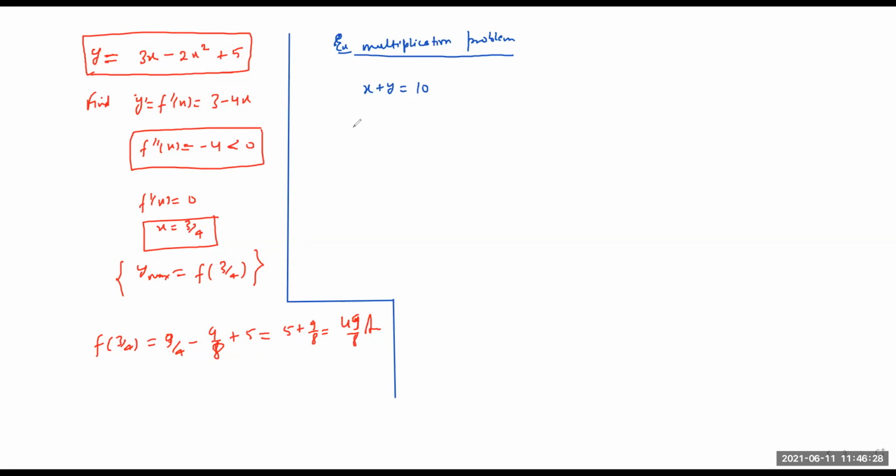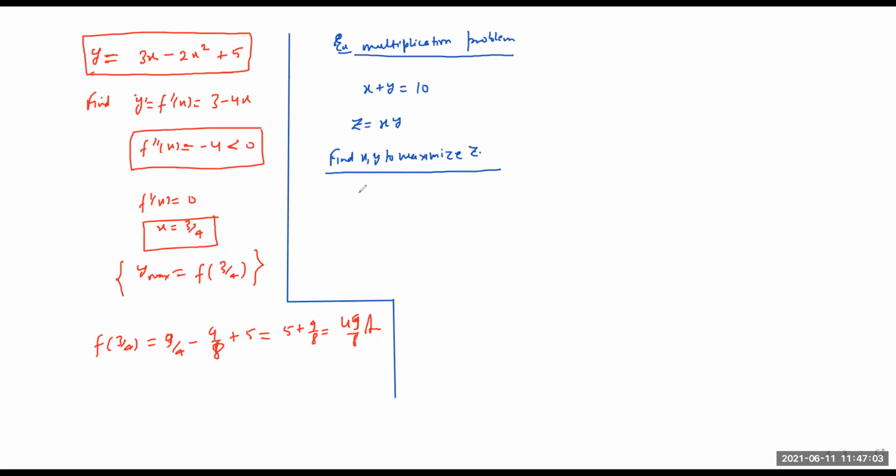So the question is, I'm defining a new quantity called z, which is the product of x and y. For what values of x and y will z be maximum? To maximize z, 5 and 5. That's the right answer. So how can we prove it by mathematics?